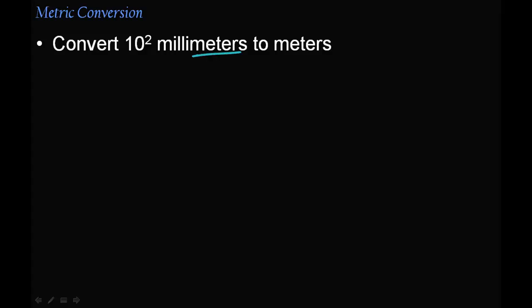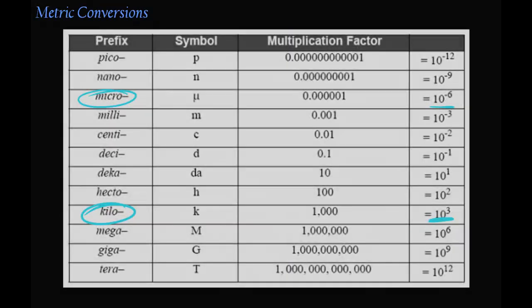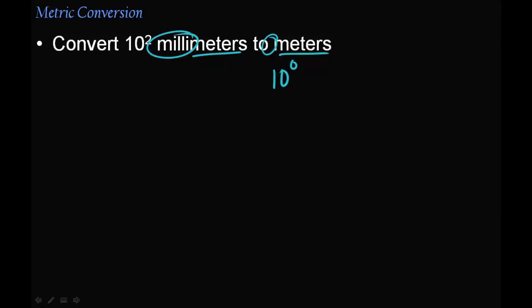So again, our base units are meters, our prefix is milli, and our second unit has no prefix, but that's okay. We can just use our chart to go to the spot with no prefix, and the power that actually goes with no prefix is 10 to the 0. And if we remember, looking back on our chart, milli is 10 to the negative 3. Again, we can find the difference.